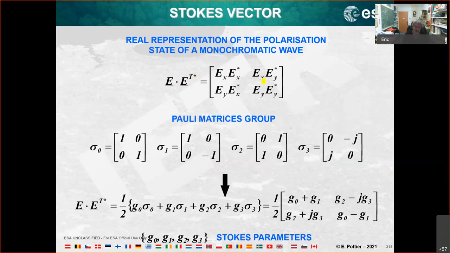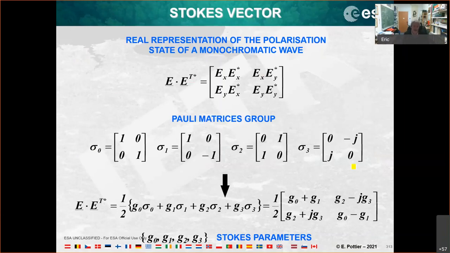So something which is very interesting is that, as I explained to you yesterday, from a theoretical point of view, we are coming back to the theory presented by the mathematicians or physicists working in optics, like Stokes, like Poincaré, like Jones. And Mr. Stokes, in fact, working on the light, on the polarization of the light, has derived this matrix, E multiplied by E transpose conjugate, and has expressed this matrix using the Pauli matrices group, which is represented here with the four matrices, sigma naught, sigma 1, sigma 2, and sigma 3. And the result are these four components, g0, g1, g2, g3, which correspond to what we call today the Stokes parameters.